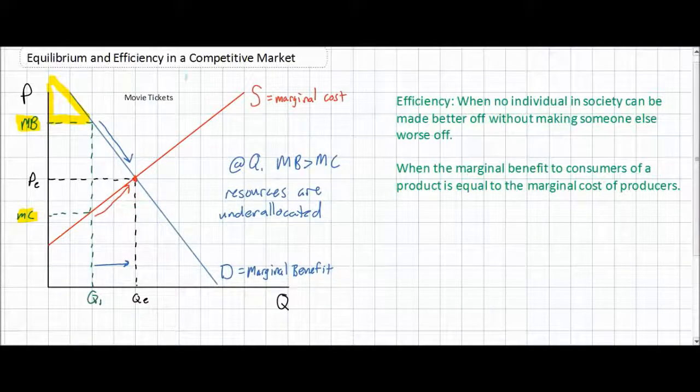Producer surplus appears to possibly have increased at a quantity of Q1, since the price consumers are willing to pay at Q1 is much higher, represented by marginal benefit. Marginal benefit represents the price consumers are willing to pay, since they're willing to pay as much as they benefit from consuming movie tickets. So as we see, the area of producer surplus appears to be larger at Q1 and a price of P1, which corresponds with the marginal benefit.